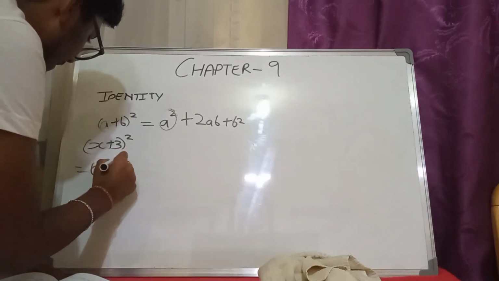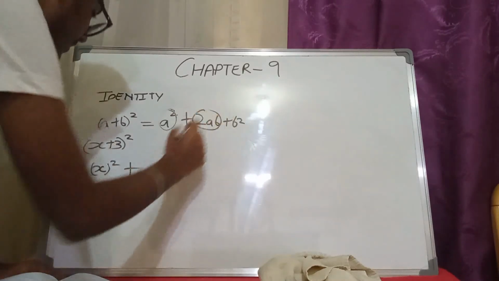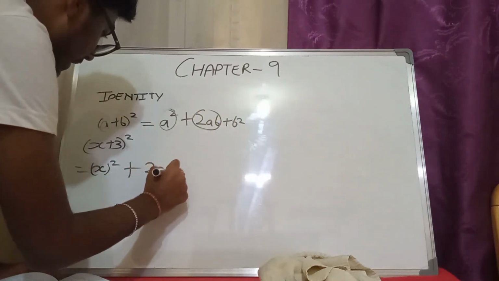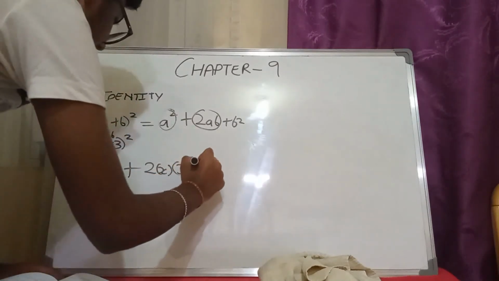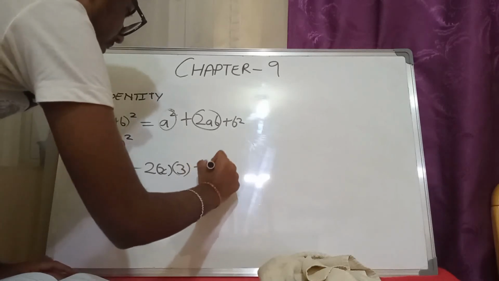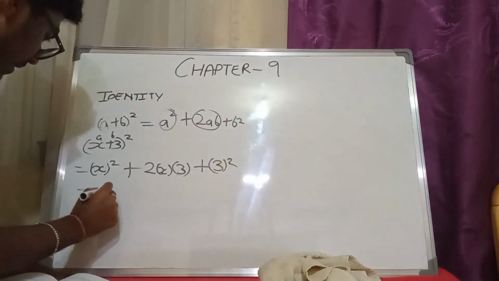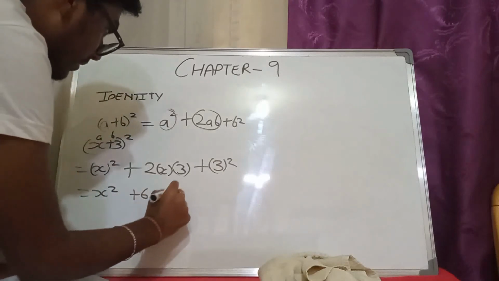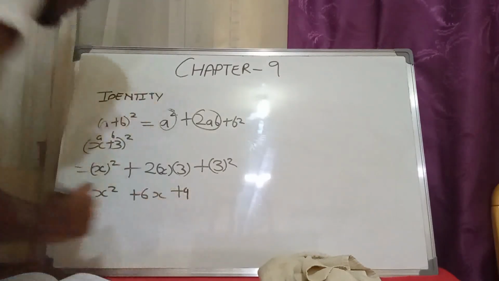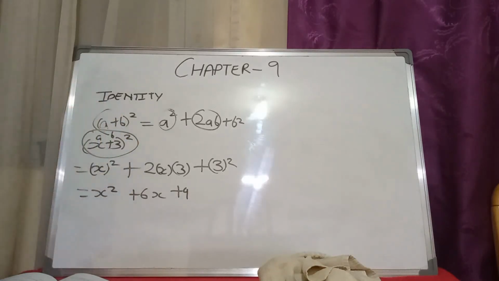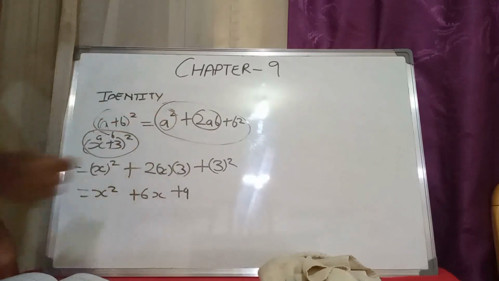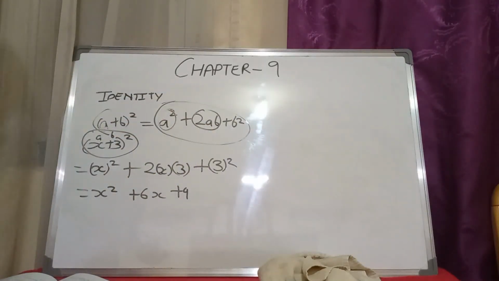We'll solve it by taking it as a square, that is x square, plus now 2ab, so it will be 2 into x into 3. This is a and this is b, and then plus b square, that is 3 square. So we'll get x square plus 6x plus 9. This is the answer of this expression. So this is how we solve it. We use the expression a square plus 2ab plus b square. This is how identities are solved.